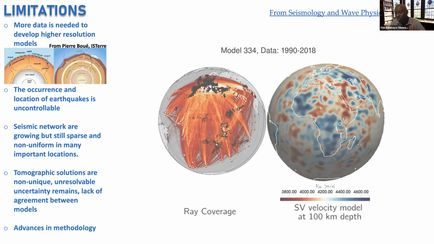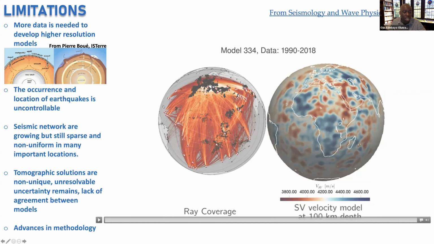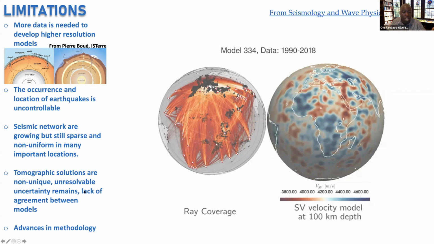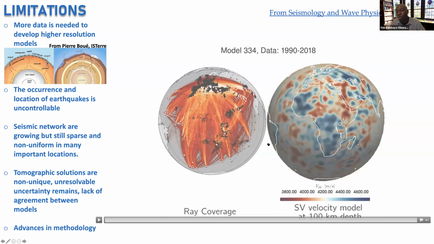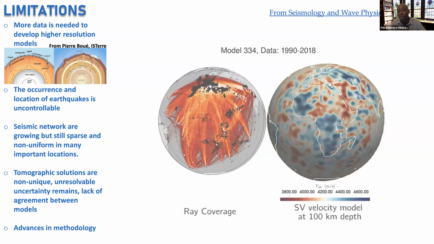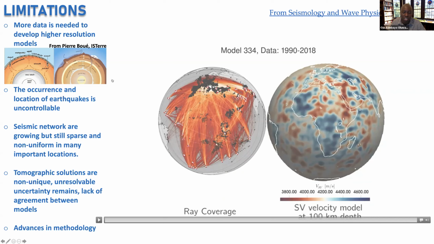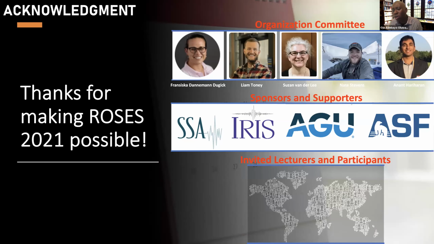We're using different data sets, we're using different constraints on our model. So there remains a lot of unresolvable uncertainty using this method, and in many models, there's a lack of agreement in some cases. Also, currently the best modeling, the full waveform modeling that I talked about that could give you very detailed images of the subsurface, is very computationally expensive. So we're probably looking at advancement in methodology, where a new method can be developed where you don't need that much computation, or things just get better in terms of computational resources so that we can do much better simulations. All of this poses some limitations on the kind of model that we can retrieve.